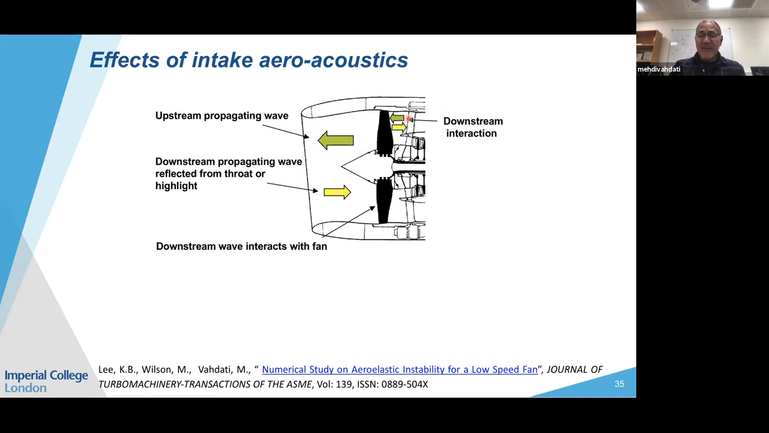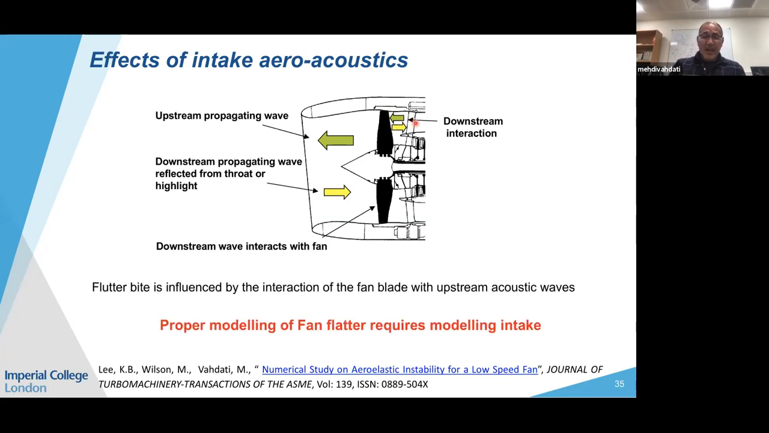There's also downstream reflection between the fan and the OGV, but the OGVs here have been designed to straighten the flow, so the reflection coefficient is very small there. So flutter is influenced by the interaction of the fan blade with upstream and downstream acoustic waves. So this is very important. So proper modeling of fan flutter, I had spelled it wrong before, requires modeling of the intake.